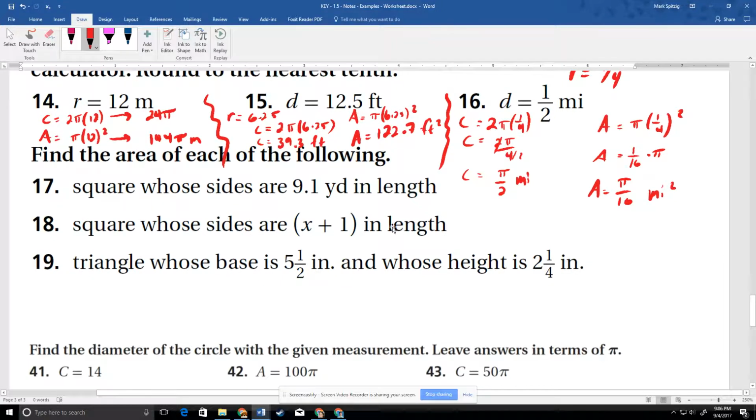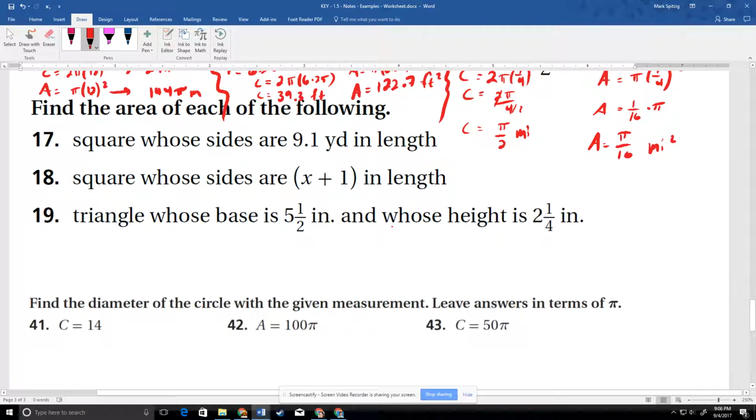All right, next one, we want to find the area. Okay, so in this case, if we have the area of a square, we know that it's going to be side squared. So take whatever the side is and square it. So in this case, 9.1 is our side, so we're going to square 9.1, and we get 82.81. That's going to be an area, so we have square yards. Okay, in this case, we have x plus 1 squared, do a little FOIL, we get x squared, plus 2x, and plus 1. And so this is going to be our answer here.